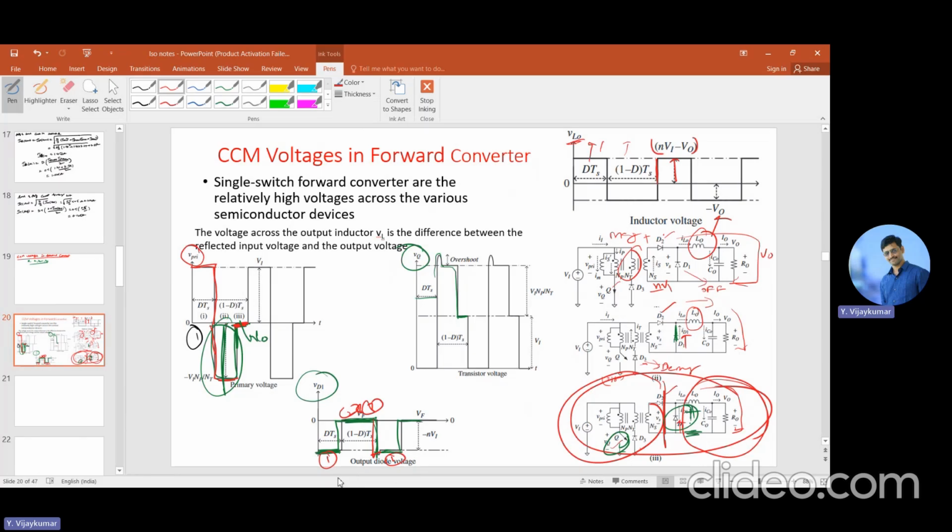And similarly, if I discuss the next one also, what are the different modes? This is almost what we discussed here. And next, the voltage here. So if I talk about the voltages, I'll discuss here.